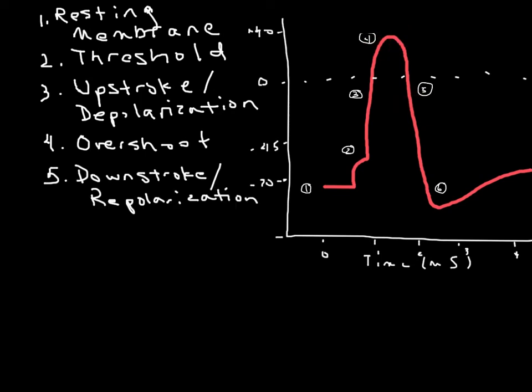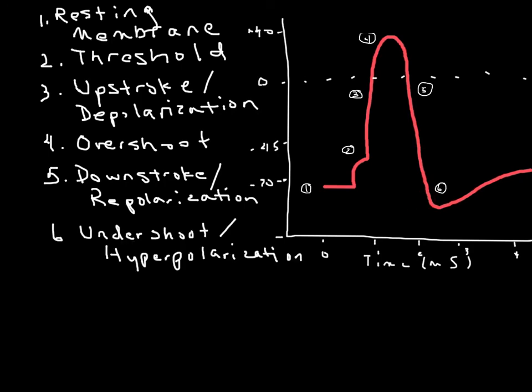At point 5 here, you have the downstroke, or repolarization. This is where, now that the sodium channels have closed, sodium is starting to be removed from the cell by the sodium-potassium pump. In addition, you have those voltage-sensitive potassium channels which are open at this point, and you have potassium leaving the cell towards the concentration gradient. So in this case, you have positive ions leaving the cell, and the cell is becoming increasingly negative.